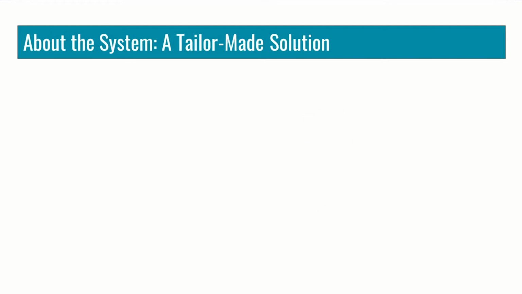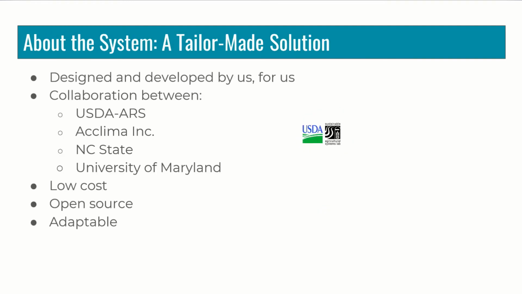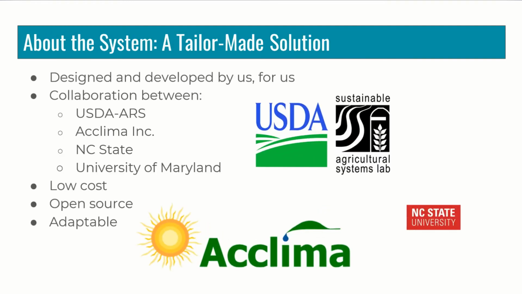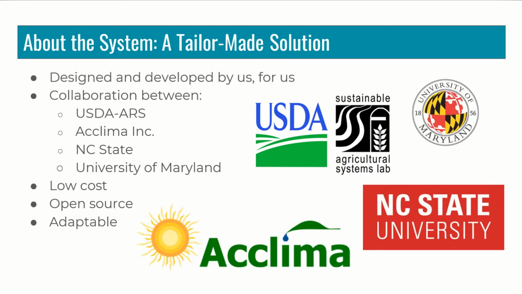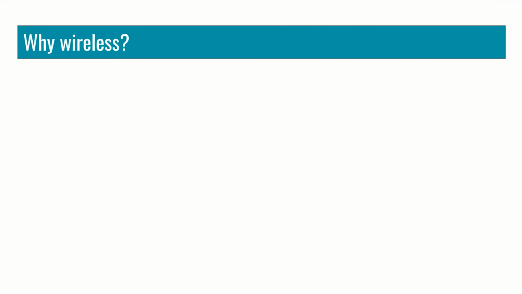The Gateway and Node Data Logging System was designed specifically for this project in a collaboration between the USDA Agricultural Research Service, Acclima Inc., North Carolina State University, and the University of Maryland. It is a low-cost alternative to off-the-shelf data logging systems and uses open source code to make it adaptable to the evolving needs of the project.